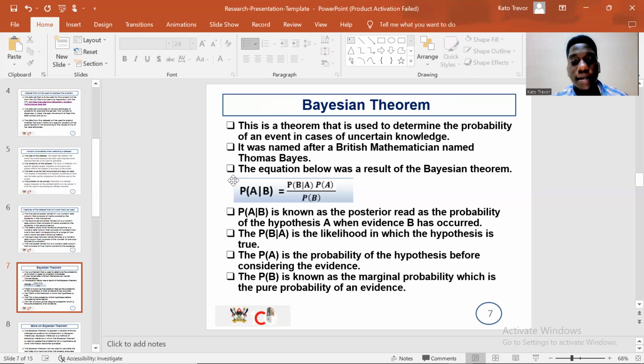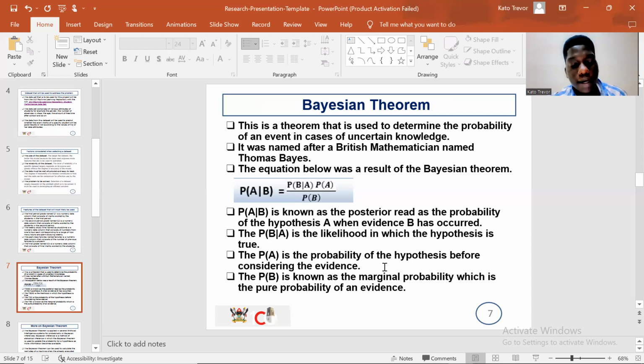The hypothesis is A, and B is the evidence that is used, like A happens when B has occurred. Then we have the probability of B occurring given A, which is the likelihood in which the hypothesis is true. Then the probability of A is the probability of the hypothesis before considering the evidence.